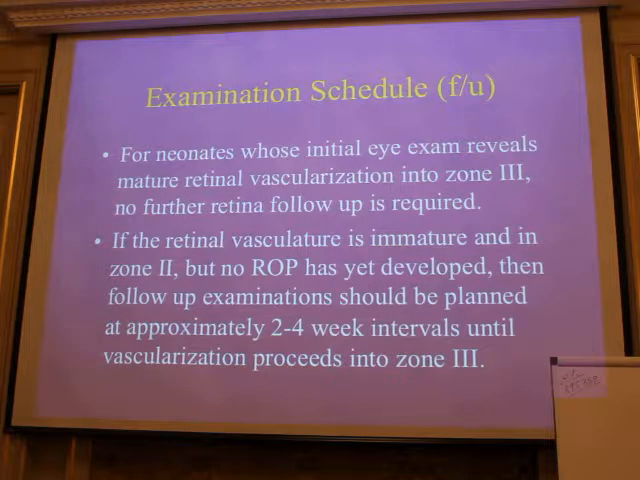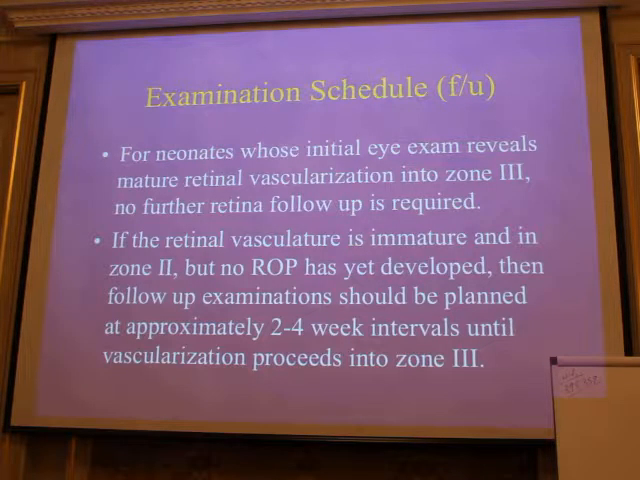If you have an initial evaluation that reveals vascularization up to zone 3, then honestly, I don't follow them up again. You don't need to. You might develop some mild disease, like a demarcation line, even a tiny ridge, that's not a big deal. Nothing's going to happen. While if you have immature vessels only up to zone 2, then you should see them every 2 to 4 weeks until they proceed into zone 3.